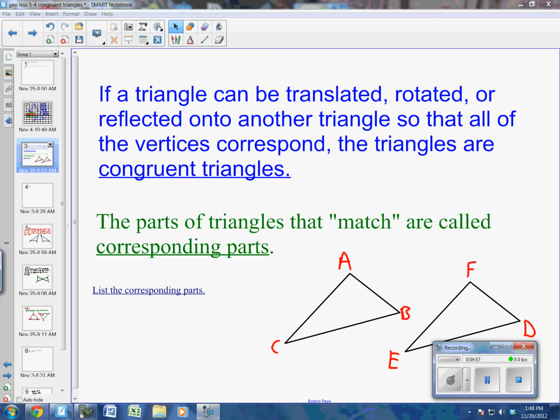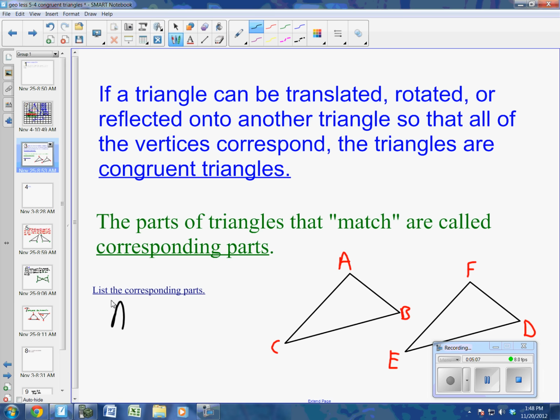I'm going to show you how these correspond. It says list the corresponding parts. I'm going to go A. A corresponds to what, you guys? F. What about B? What does B correspond to here? D. And C corresponds to D. We got that? By the way, every triangle has how many parts that correspond?